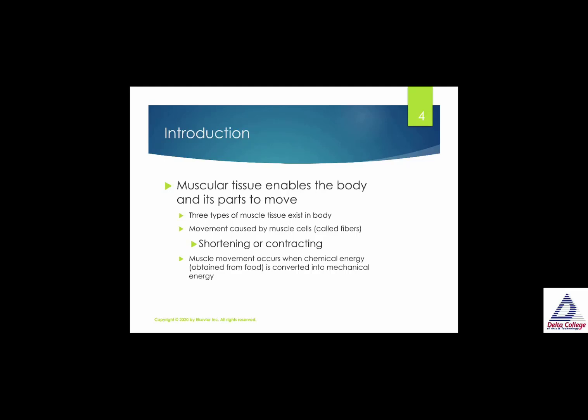So, as an introduction, muscular tissue enables the body and its parts to move. There are three types of muscle tissue that exist in the body. Again, this is skeletal, cardiac, and smooth. Movement is caused by muscle cells called fibers, muscle fibers, by shortening or contracting. Muscle movement occurs when chemical energy obtained from food is converted into mechanical energy.